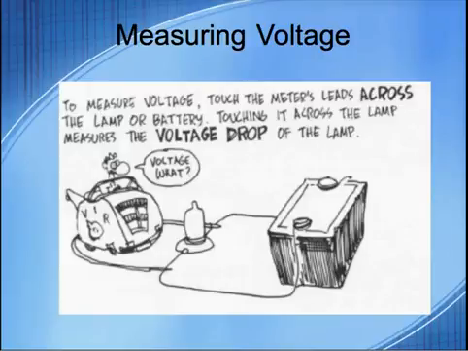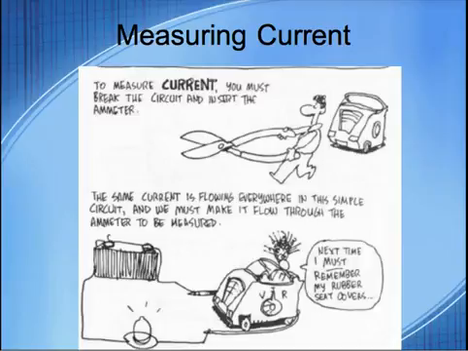Now, how to measure voltage and how to measure current. This cartoon explains it, and it's very, very important. Okay, so let's look at it. To measure voltage, you touch the meter's leads, the little probes that come off of the device, across the lamp or the battery or whatever you're trying to measure. Measuring it across the lamp is going to measure the voltage drop. So notice how the circuit is all connected, all the wires are connected here, and you're just placing the probes on either side.